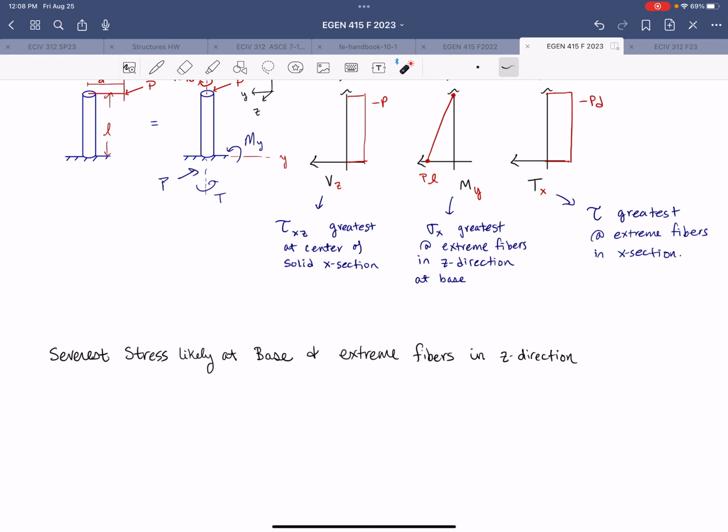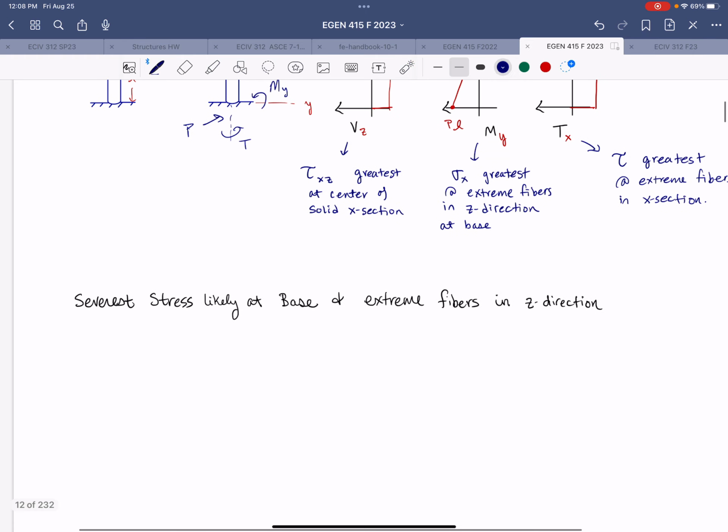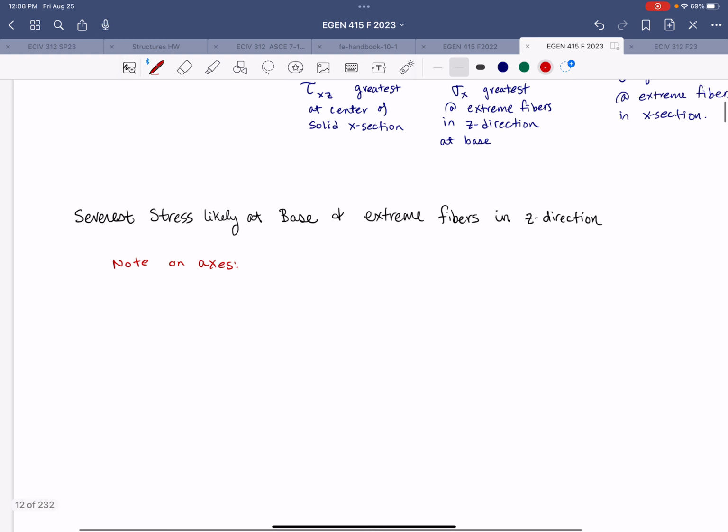Okay, cool. So now I'm just going to have a couple notes on axes. In this class, we'll be dealing with a lot of three-dimensional and planar notations. Generally speaking, the x direction is oriented along the length of an element. It's not necessarily horizontal. So we'll try to keep it consistent with the longitudinal axis.